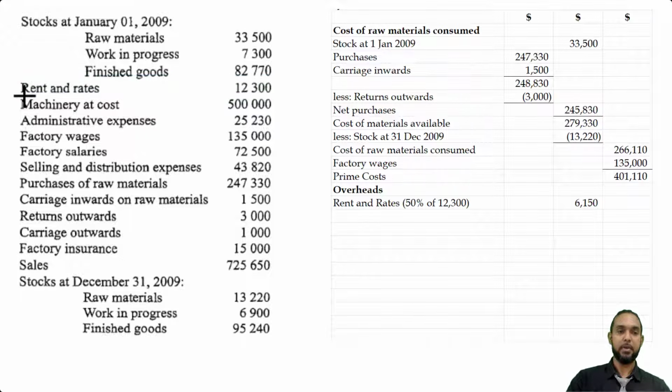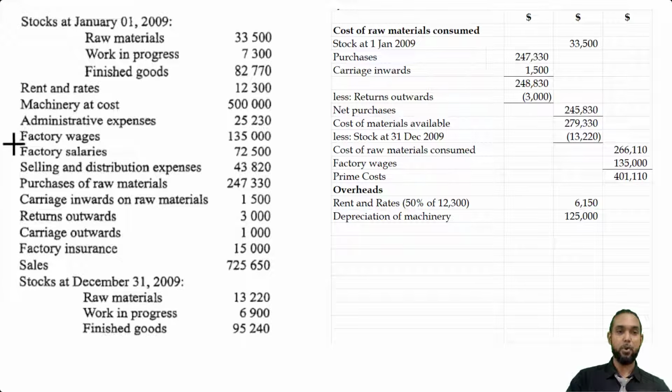Now, the next item is machinery at cost. Now, machinery is not an expense, but the depreciation on it is. And in the additional information section, they tell us machinery is to be depreciated at 25% per annum. So we simply have to find 25% of the 500,000, which is the 125,000. So I didn't put a working, but it's 25% of 500,000.